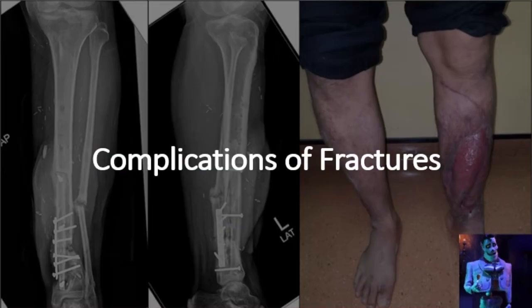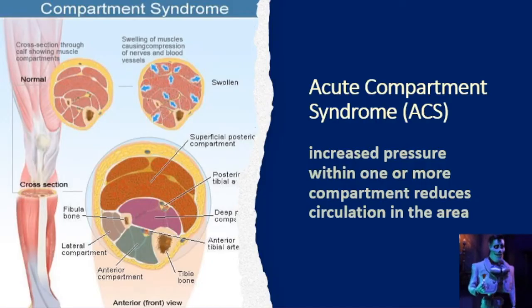You have several complications for fracture. Let's try to tackle them. Okay, 1. Acute compartment syndrome. So when I talk about acute compartment syndrome, this is characterized by increase of pressure within one or more compartment. Okay, so class, when I talk about compartments, our muscles are actually made of compartments. So look at this cross-section of the leg. There are several compartments that can be seen.